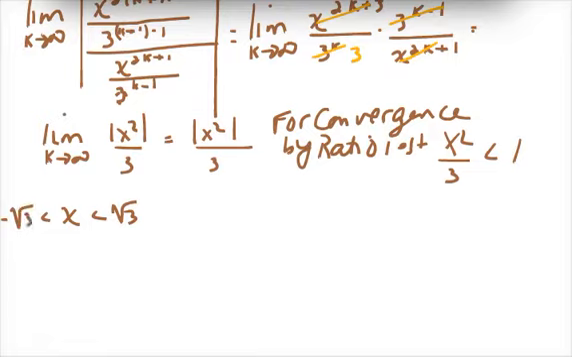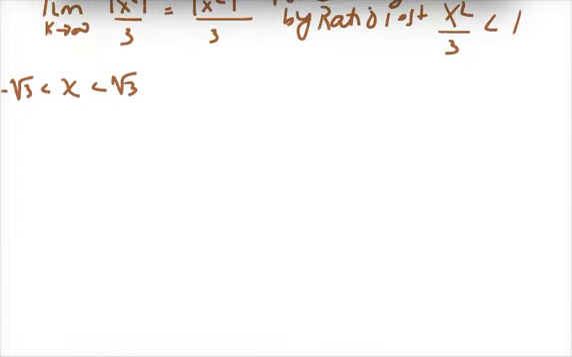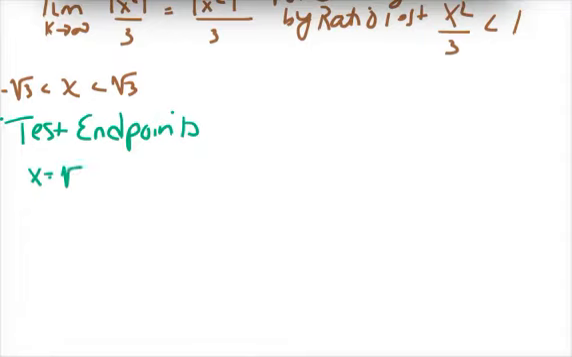So we need to test the endpoints. So let's go ahead and set that up. Let me grab another color here. So we're going to test the endpoints, because the ratio test is inconclusive at the endpoints. So let's plug the endpoints into the original series and see what we get. So it's the square root of 3 plugged into the original series.